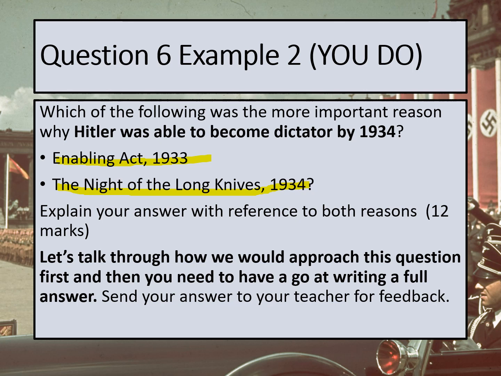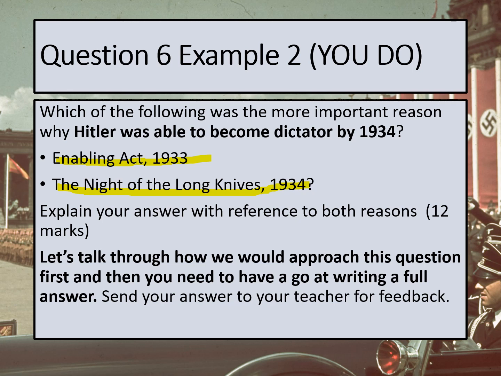So remember, you've also got to do paragraph 3 as a conclusion. You will have to make it clear which one of these was the more important. Do you think the Enabling Act or the Night of the Long Knives? It's up to you. It is your opinion. They are both definitely factors that enabled him to become a dictator. But make sure you're backing up your view and sustaining it with some sort of evidence or explanation as well.